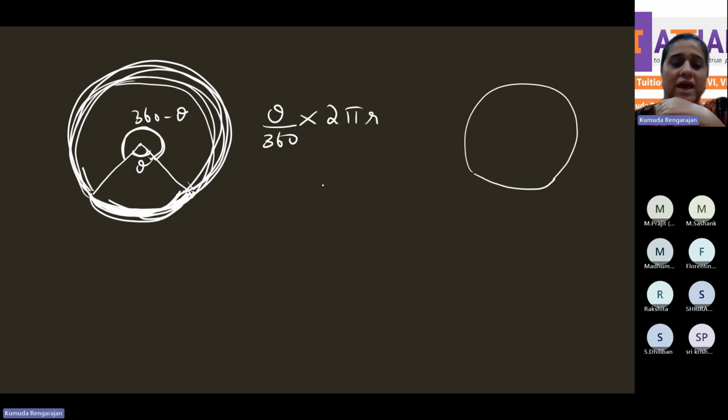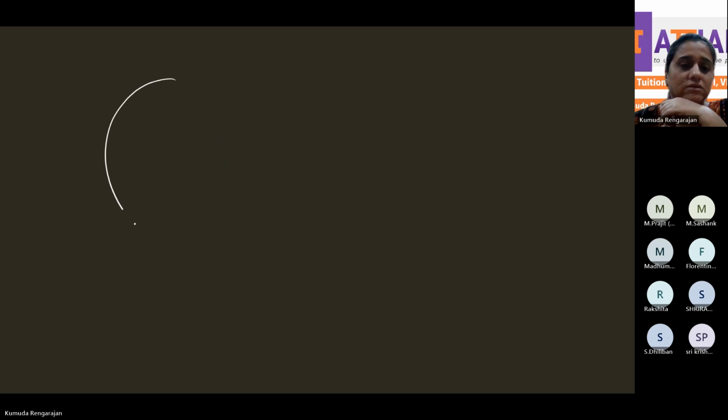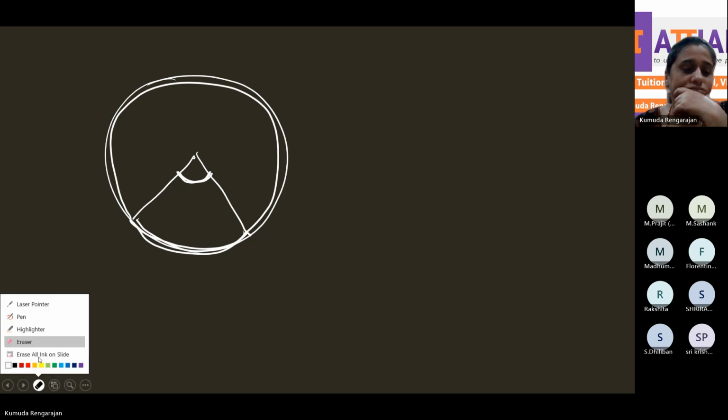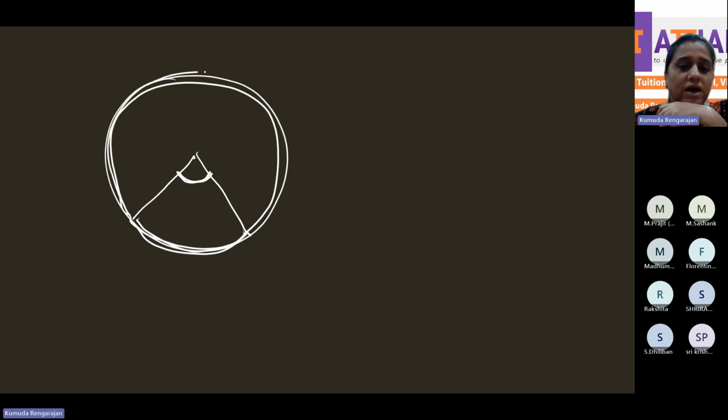The angle and the arc, they go in the same direction. If you want to find the length of this arc, then you need to take the measure of this angle. This is theta, so this one will be 360 minus theta.